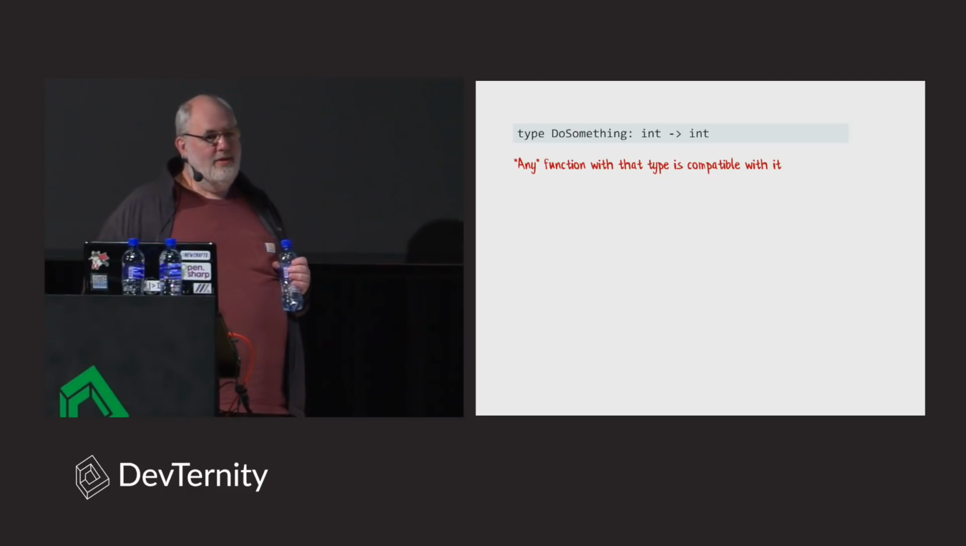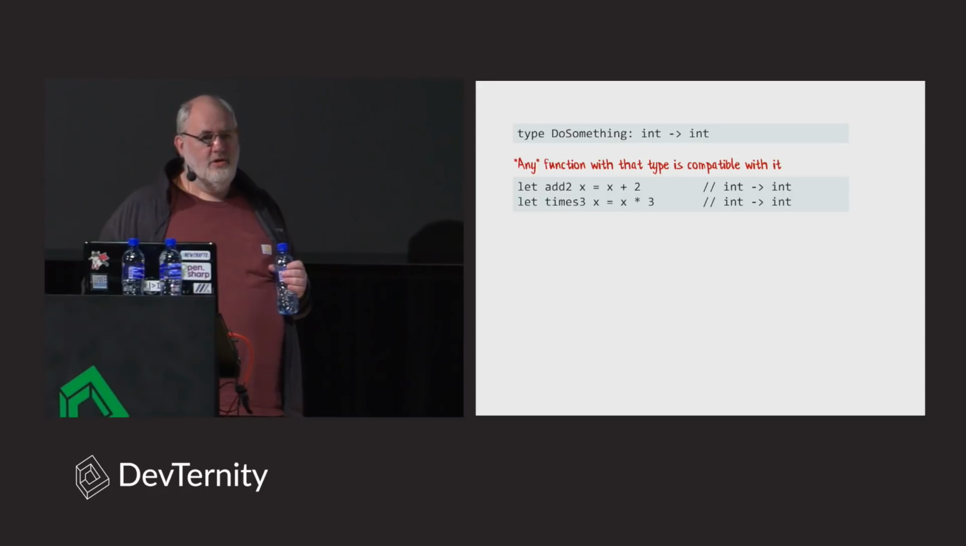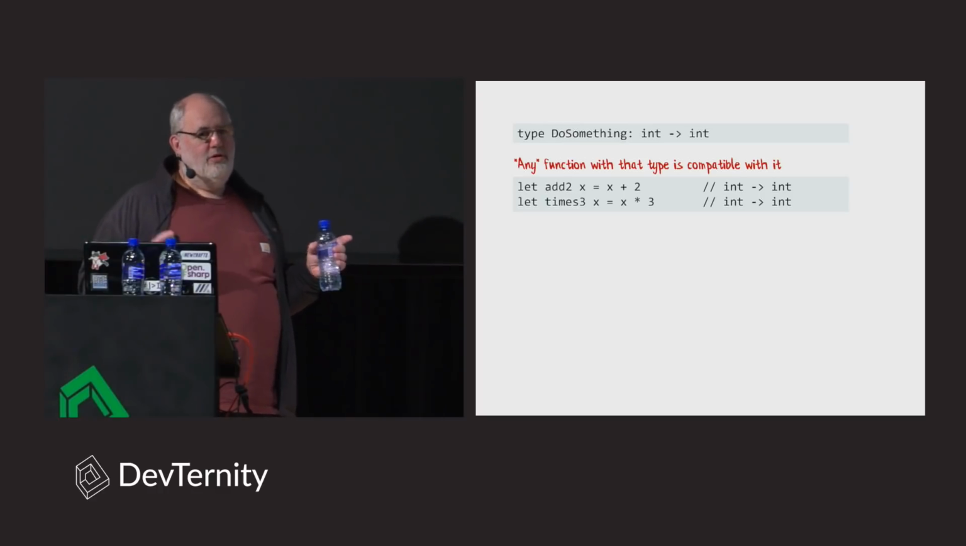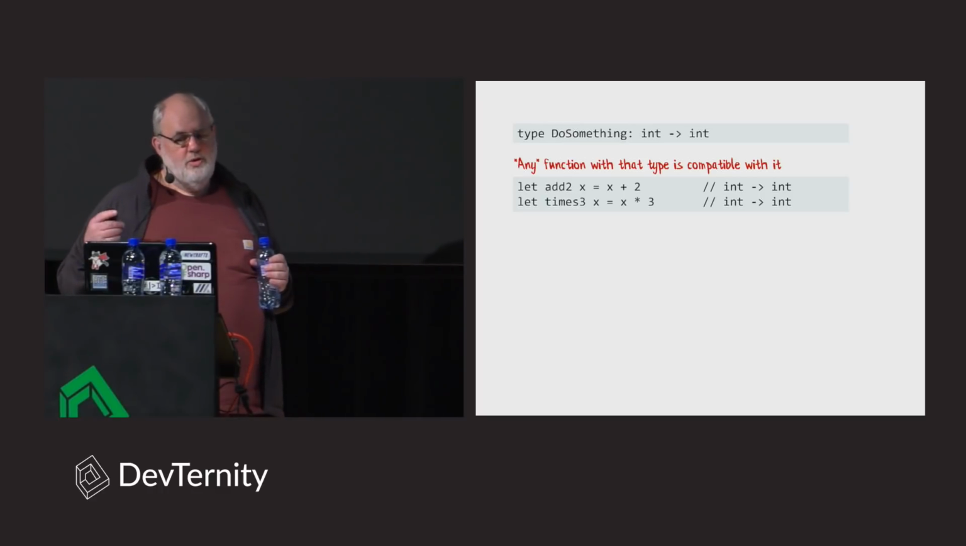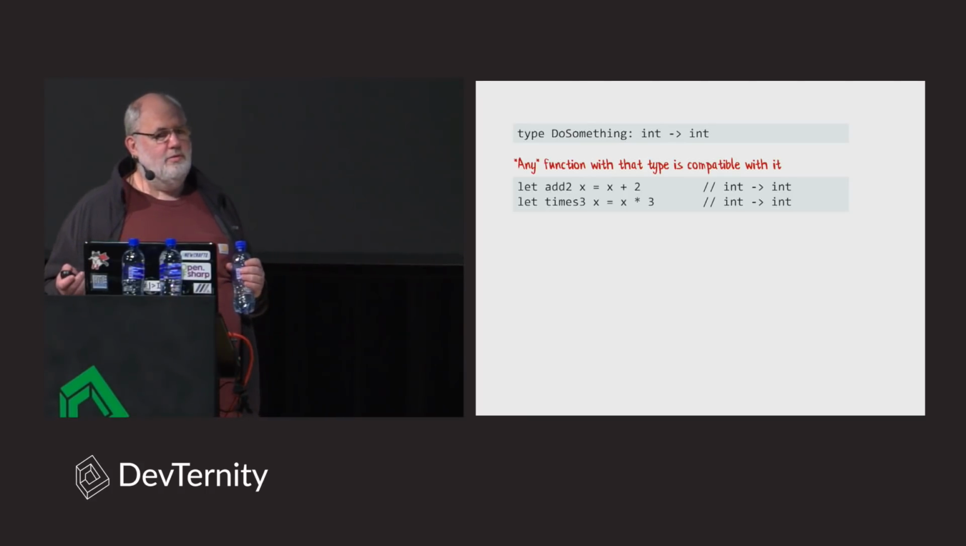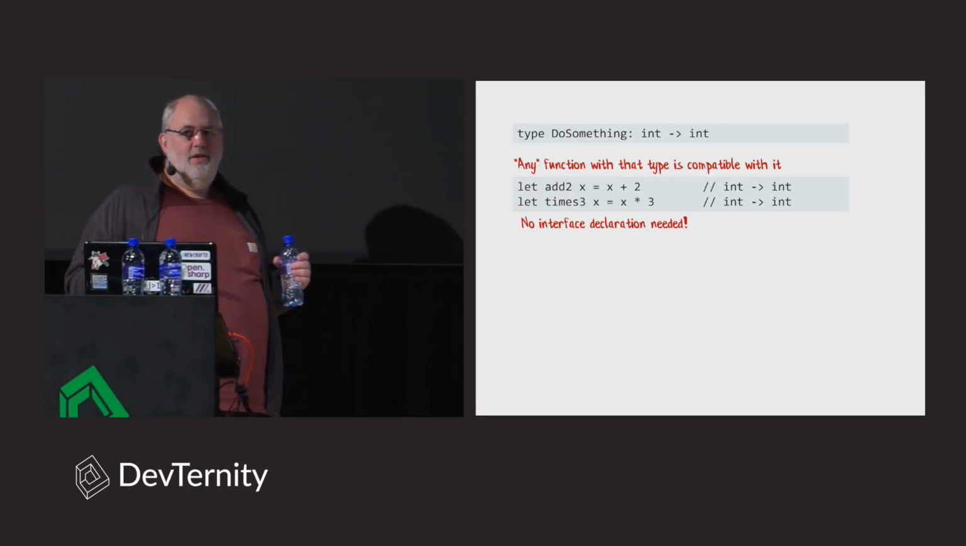But what's cool about this is if we have a function like add2 or times3, they have the same signature. They take an int as input and spit out an int as output. So any of these functions are compatible with my do something function. I don't have to say that they implement an interface.